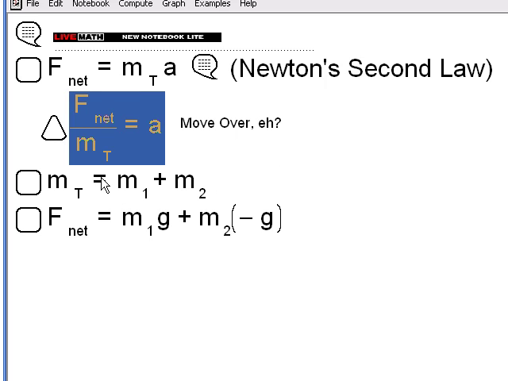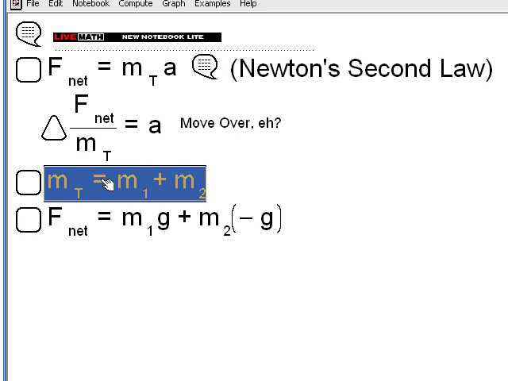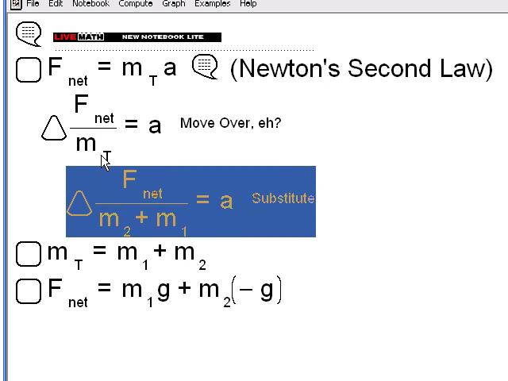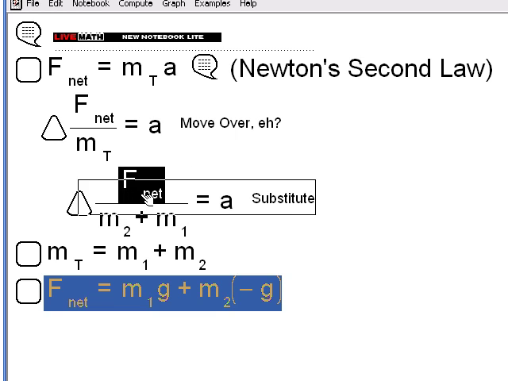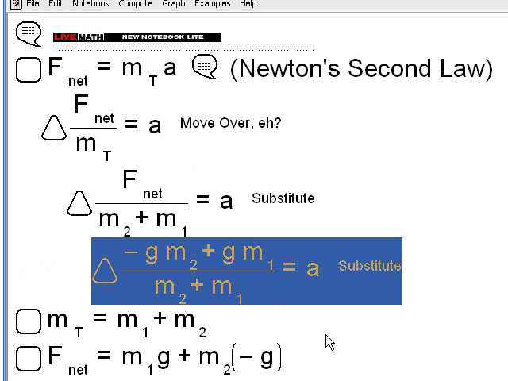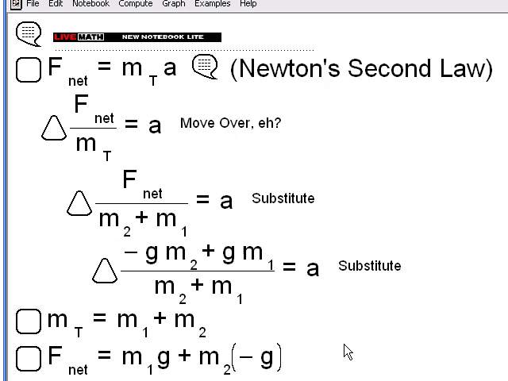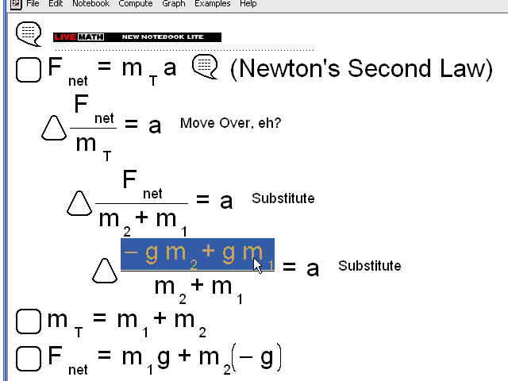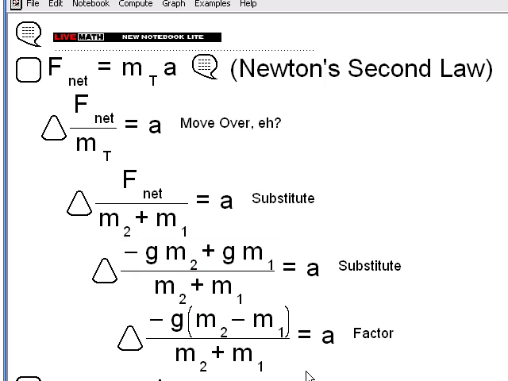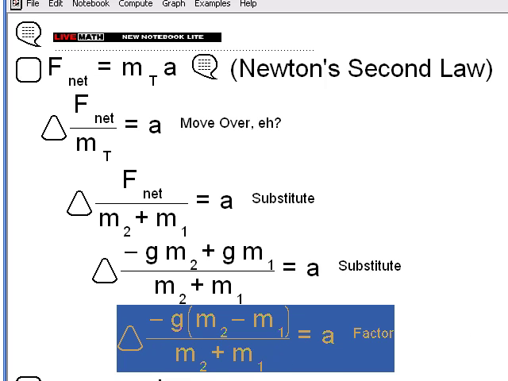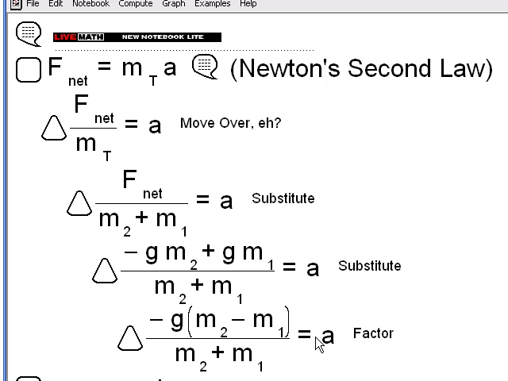Now, let's substitute our total mass into this equation, and it's going to look like that. And let's put our net force expression into the equation like this. And the last thing I could do to clean this up just a little bit is factor this expression a little bit. There we go. So, anywhere on this line, I have an expression for the acceleration of the system given the masses, and of course the implied thing here is gravitational field intensity.